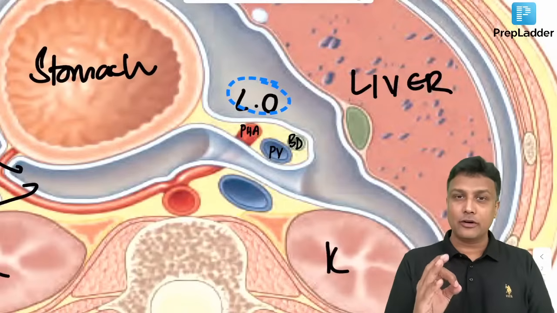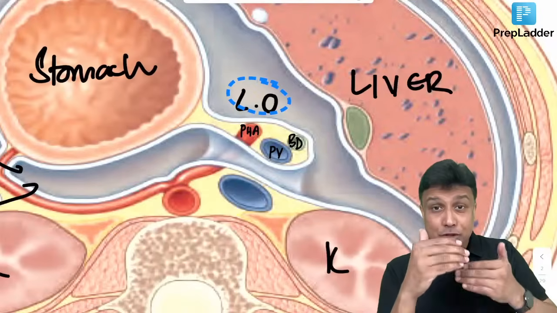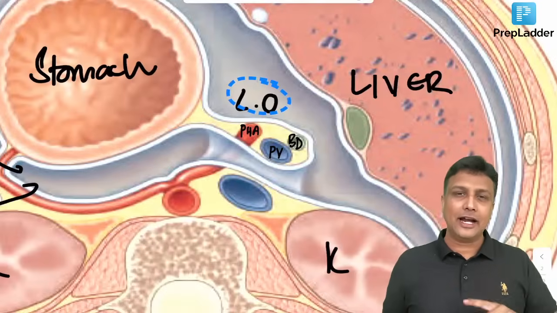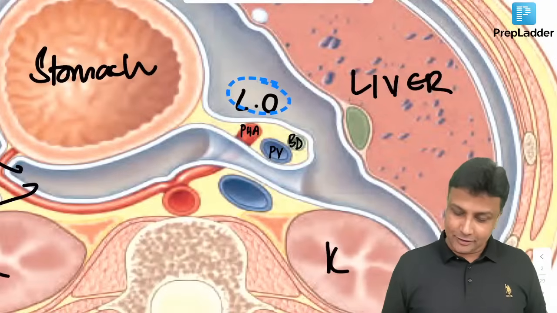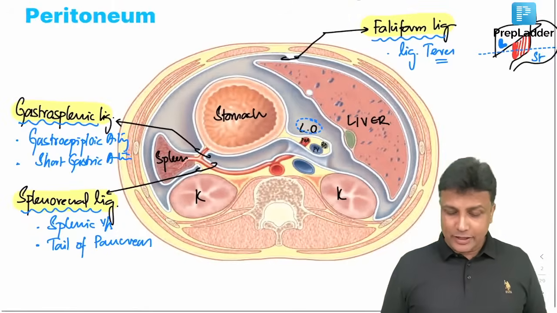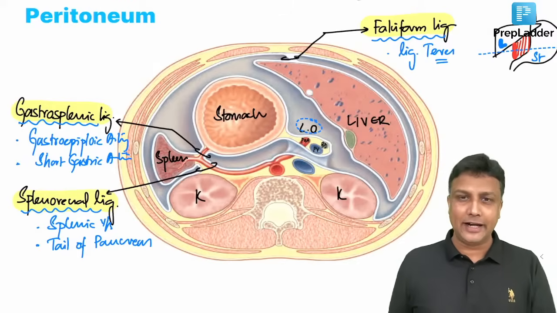And in that portal triad, I repeat again, it's worth repeating, important for your PG exams. Posteriorly, there'll be portal vein. Anteriorly and towards the right, there will be bile duct, and towards the left, there will be the proper hepatic artery. That is present in the free margin of the lesser omentum over here. Now, once you are done with this diagram, we are perfect. If this image is given in your exam, you will be able to identify everything here.